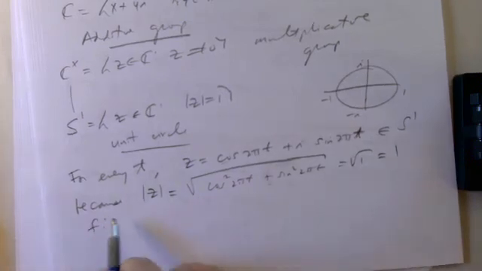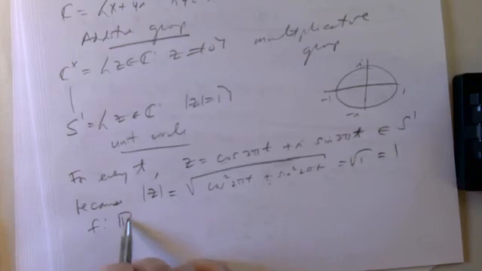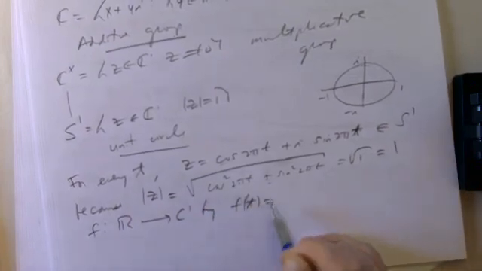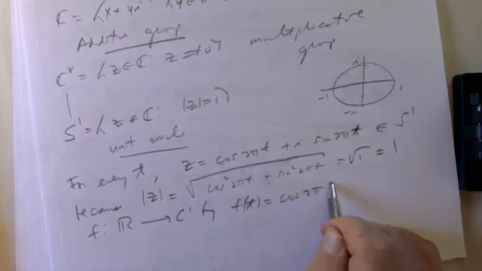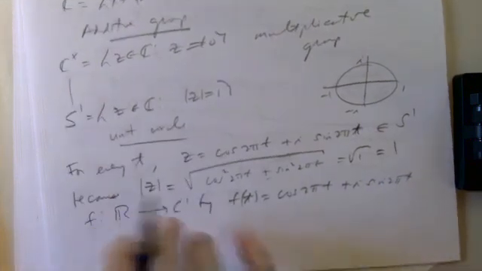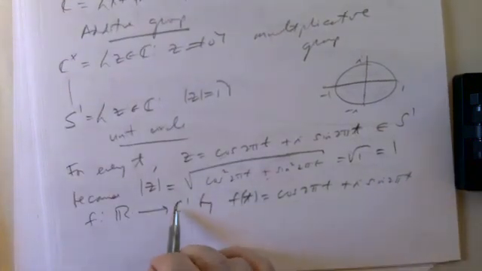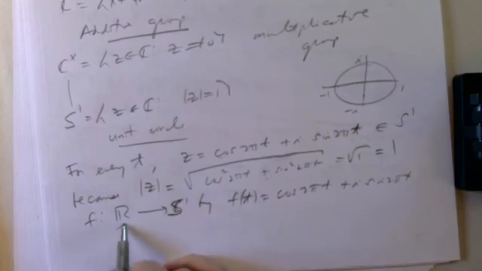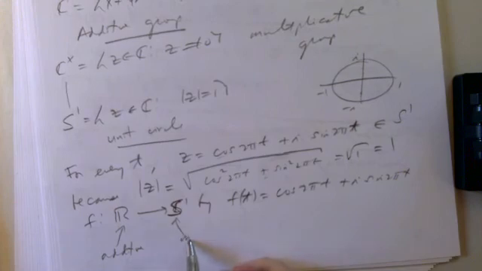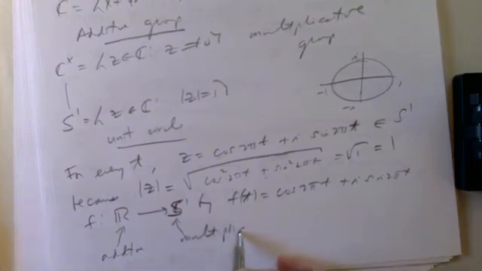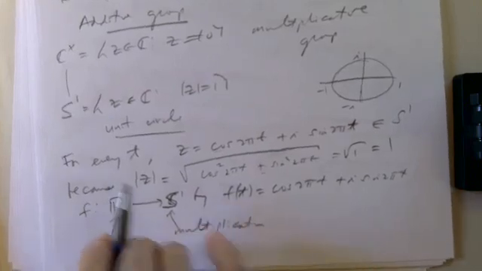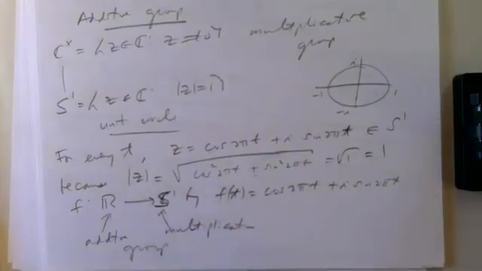Suppose I define the function from the real line to the unit circle by f of t is cosine 2 pi t plus i sine 2 pi t. So this is an additive group, and this is a multiplicative group. And I claim this is a homomorphism.